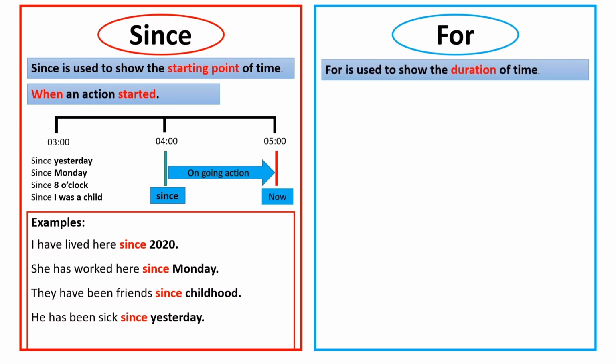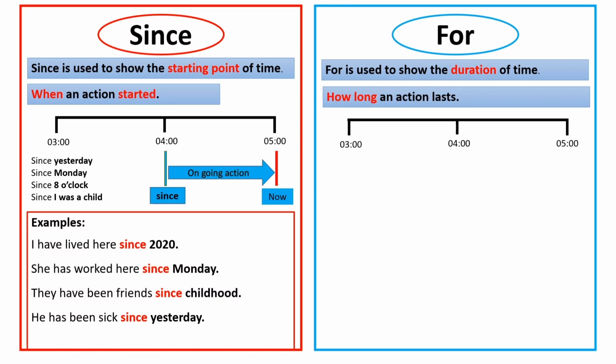With the for is used to show the duration of time. It means it shows how long an action lasts. So in this diagram, again we have 2 hours, 3 o'clock, 4 o'clock, and 5 o'clock, which is now. From 4 o'clock to 5 o'clock, the action has been continuing. So here we only care about the duration of the action, not the starting point of something.